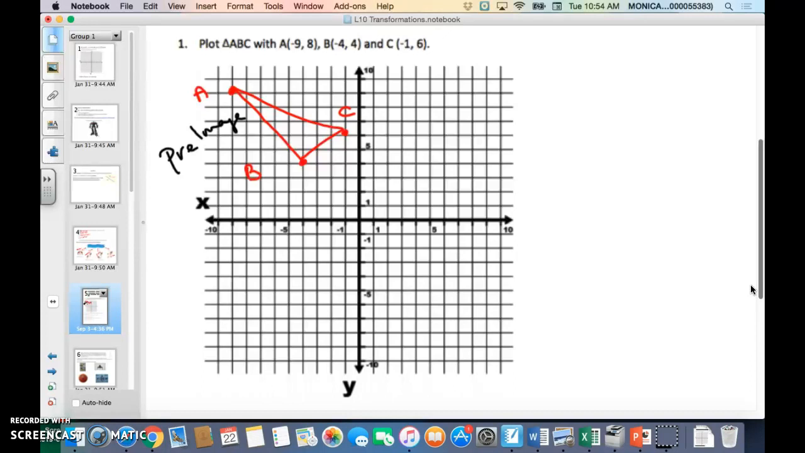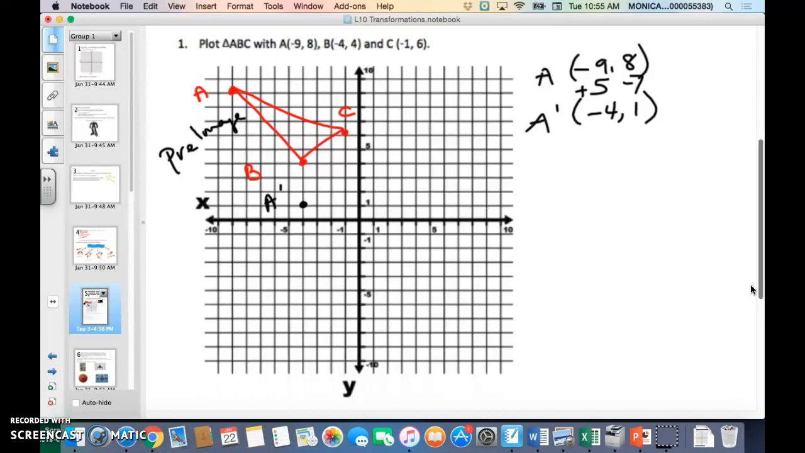So now I'm going to transform point A in my triangle. My original point A was at -9, 8. I'm going to add 5 to the x-coordinate, and I'm going to subtract 7 from the y-coordinate, and my new A prime is at -4, 1. So -4, 1 is here, A prime.